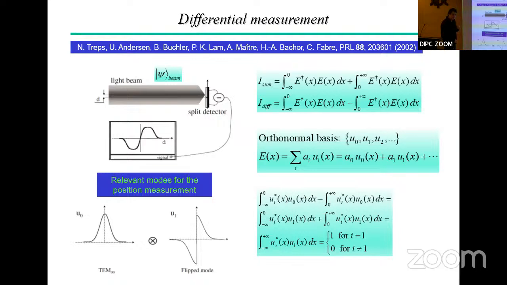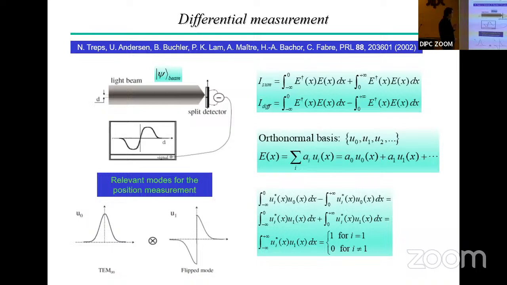It's identical to the Gaussian, but now suppose that the first half of the Gaussian here, you would invert its phase. So it's just an operation, a reflection operation, a parity operation in the first half of the beam here. And then you have the flipped mode. It's not continuous, it's mathematically very weird, okay? But then those two are clearly orthogonal.